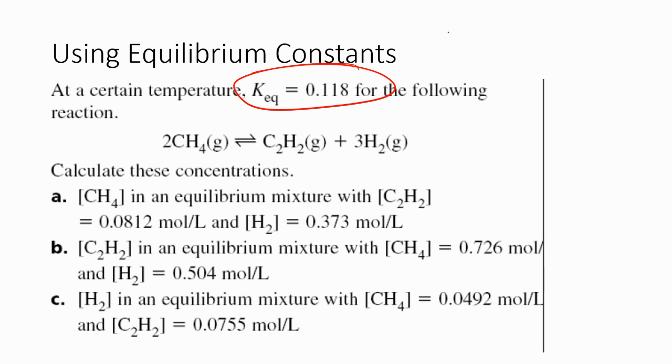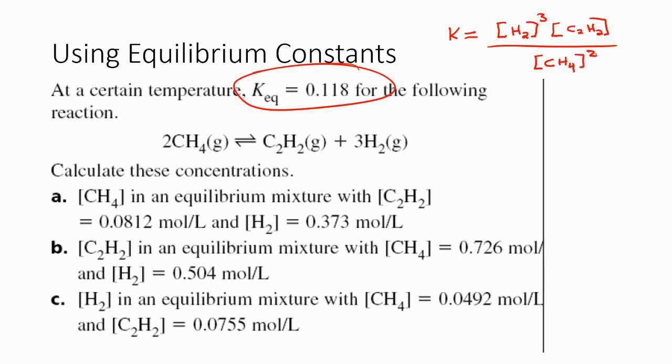Okay, so I'm going to set up my equilibrium expression first. This is a homogeneous equilibrium. It's products over reactants. I do need to raise them to their coefficient. So H2 is raised to the third power. C2H2 is raised to the first power. And I'm going to place that over CH4, and that's going to be raised to the second power.